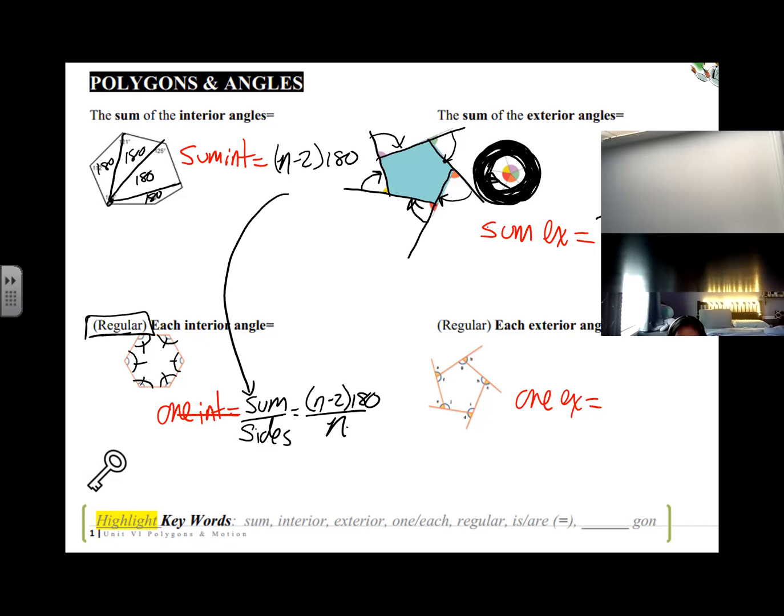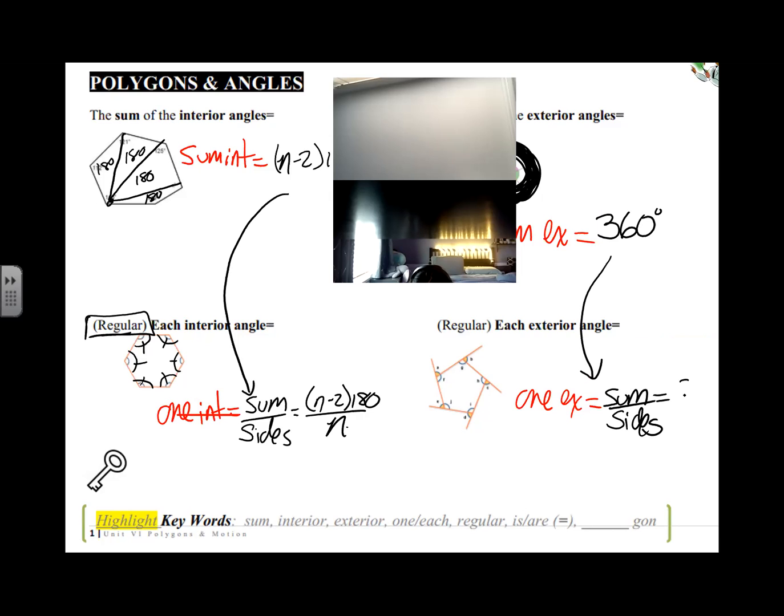360? There we go. And that's true regardless of the number of sides, whether it's a pentagon, hexagon, octagon, 122gon. And then if I want a single one, draw an arrow. It's also sum over sides. But in this case, our sum is 360 over our number of sides.